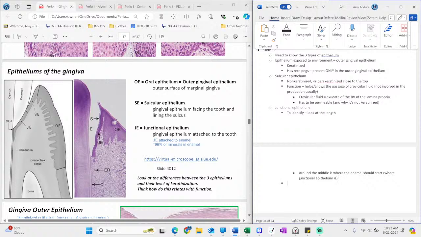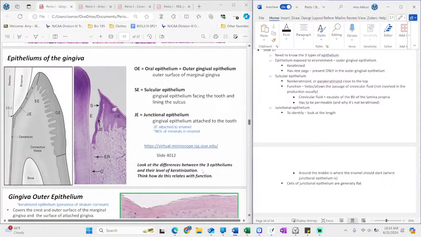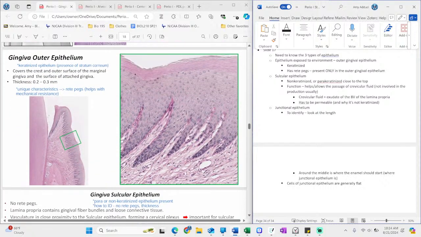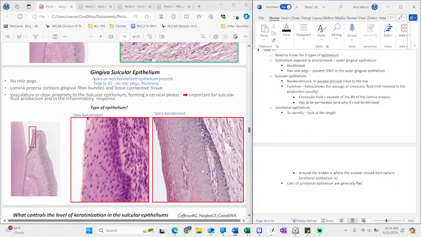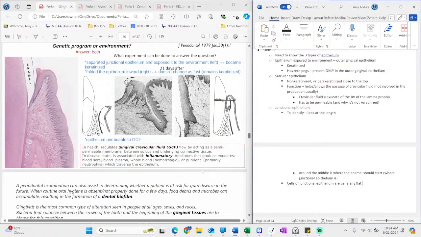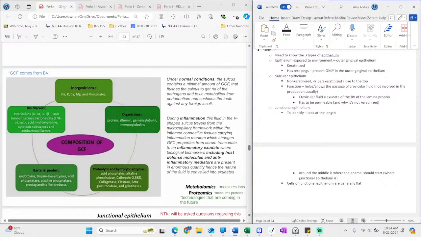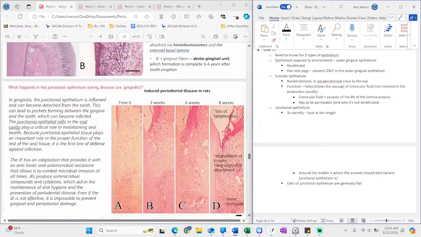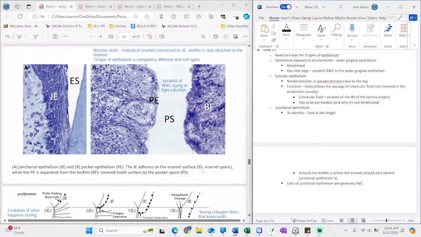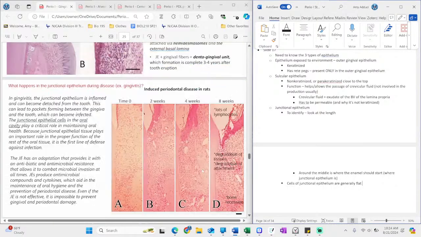Structurally, yes, there are differences. The cells of the junctional epithelium, in general, all of them are flat. And we have a few layers, and the number of layers may change. The junctional epithelium is the critical one for you to remember. And remember what we talked about. Let me come back to this. I have a couple of questions on junctional epithelium, okay?